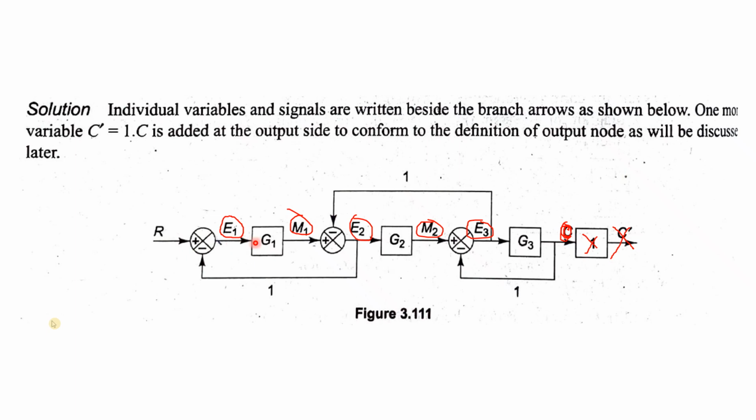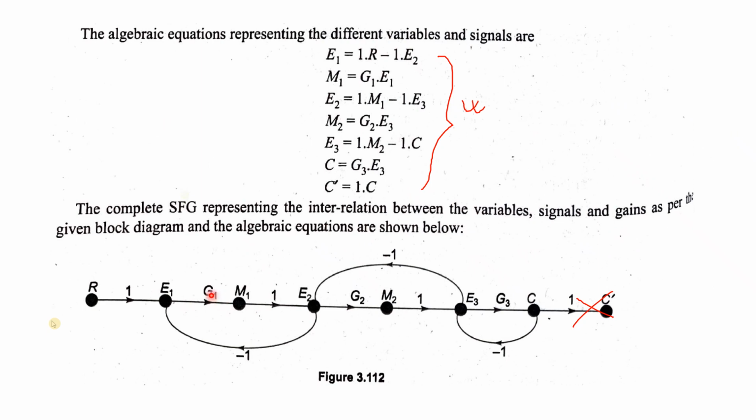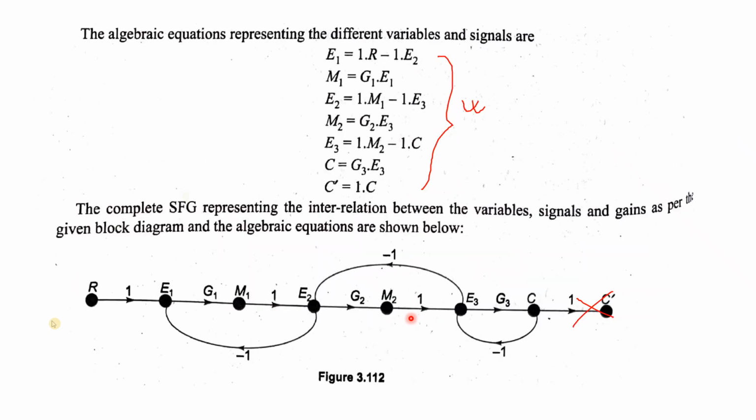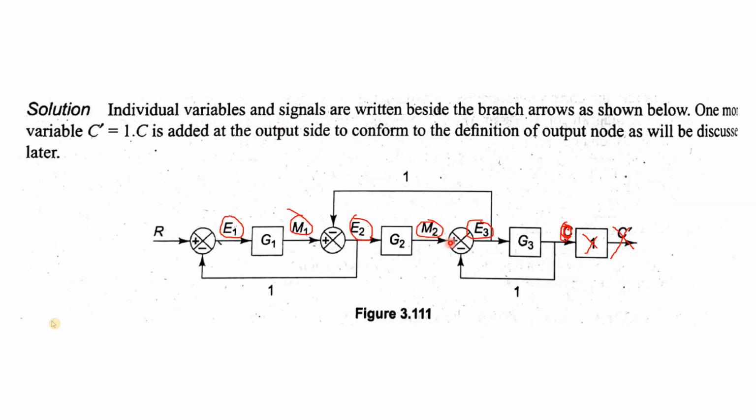We'll just extend the line from R and E. Then from E to M, there is G1. Okay, from M1 to E1, E2, there is summation point. So we will just extend it, or from M1 to E2. And from E2 to M2, we will extend it, and the value of the path will be equal to the gain. So it will be G2.